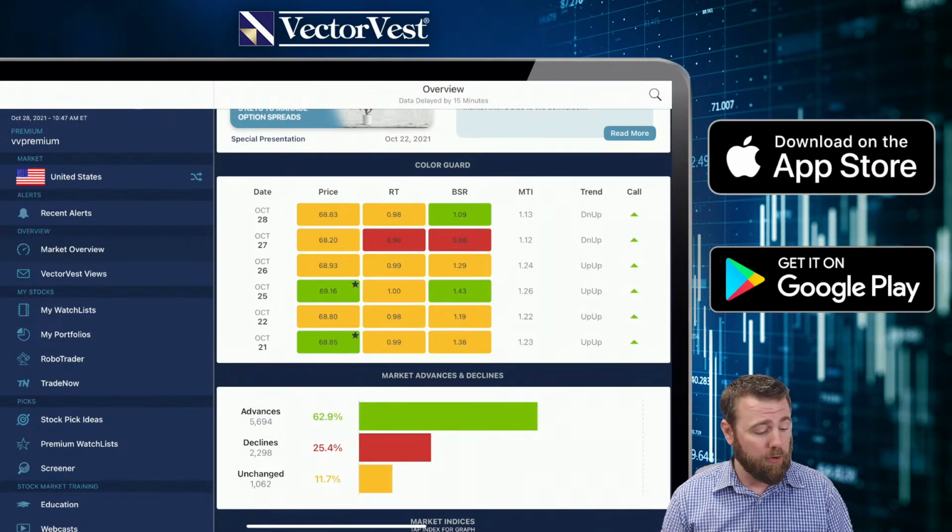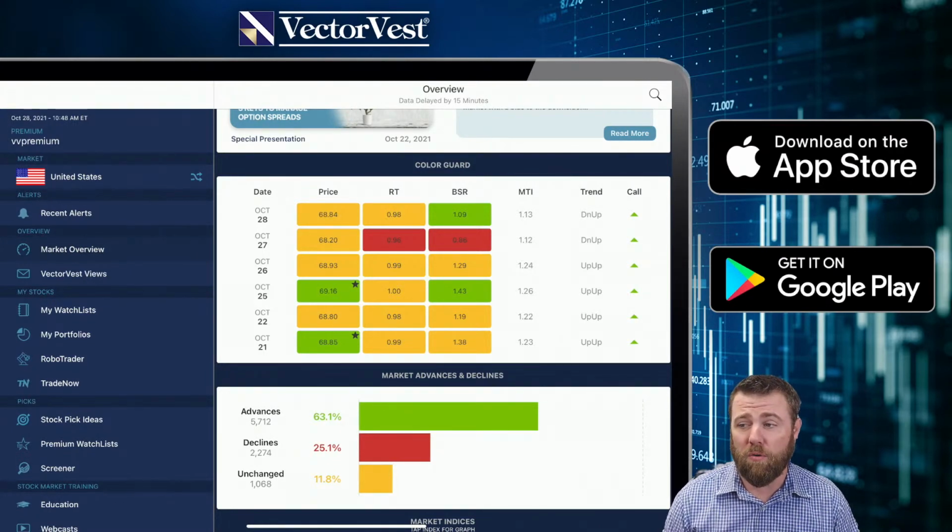The first and foremost is the price, which is looking at the price of the VectorVest composite. The price of the VectorVest composite is an arithmetic indexed average of about 8,800 stocks that we currently track here in the US market. And we feel this gives us a better representation of what's actually going on in the market, because it's not just looking at the Dow's 30 or the Nasdaq's 100 or the S&P's 500, but it's looking at 8,800 stocks as a whole.